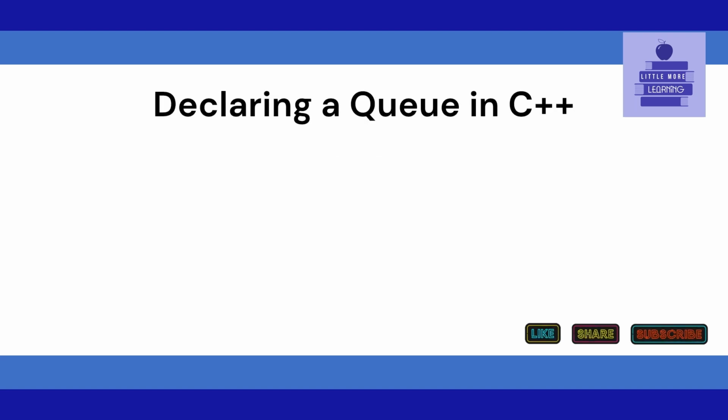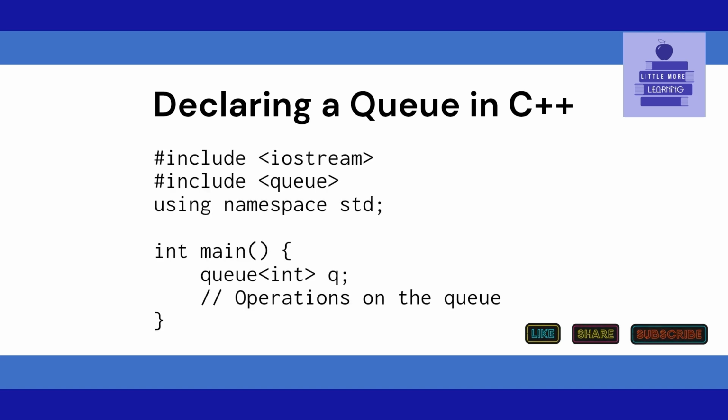Let's start by declaring a queue in C++. The Standard Template Library, or STL, provides a queue class that makes this easy. We include the queue header and then use queue to create a queue that stores integers.